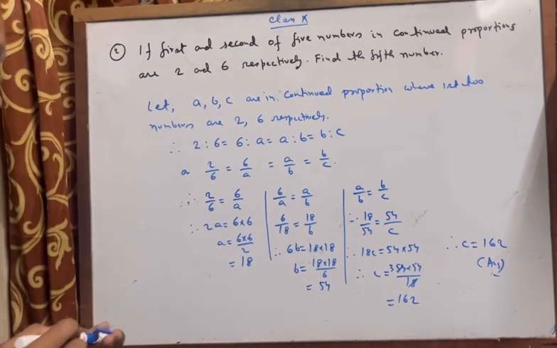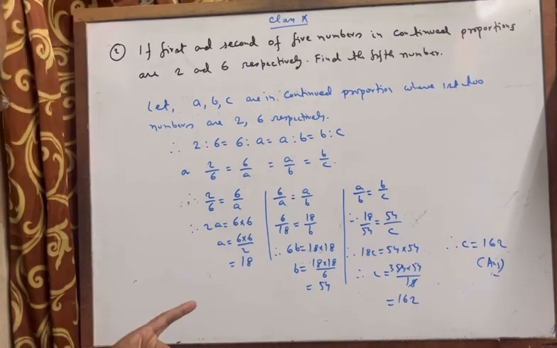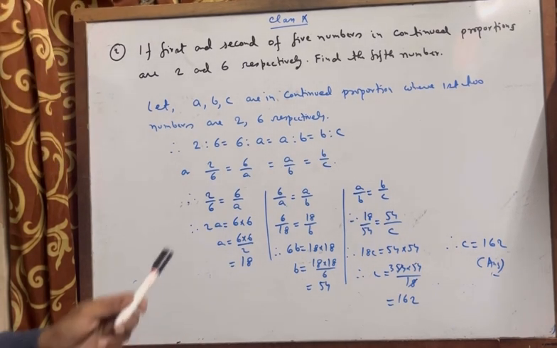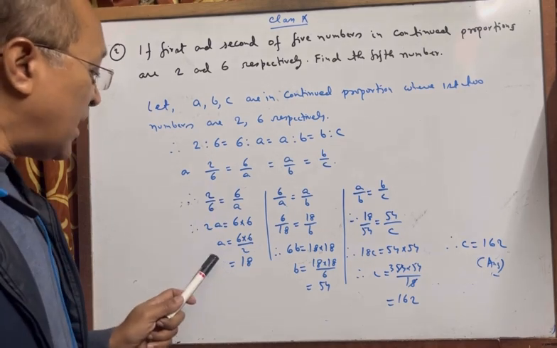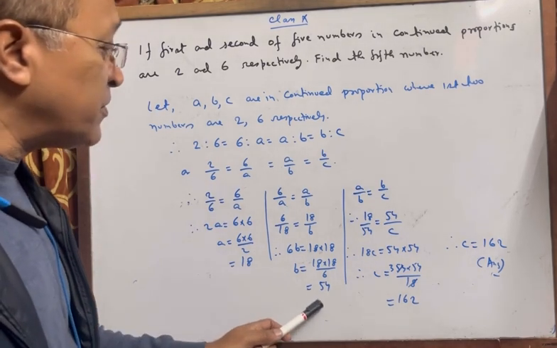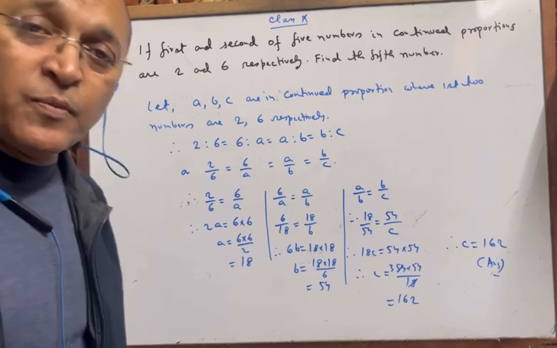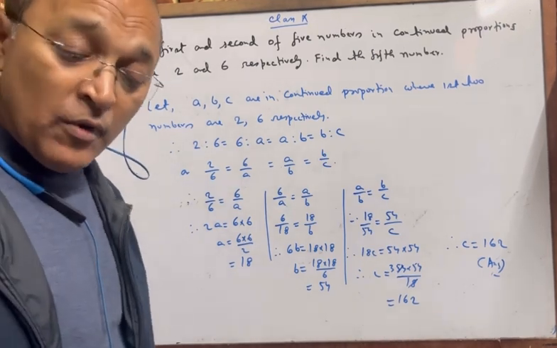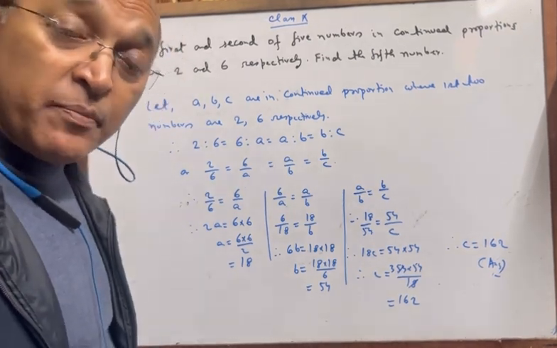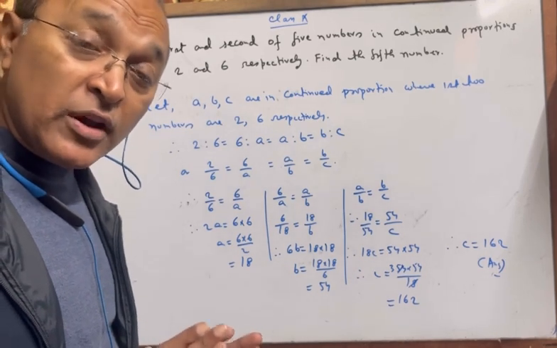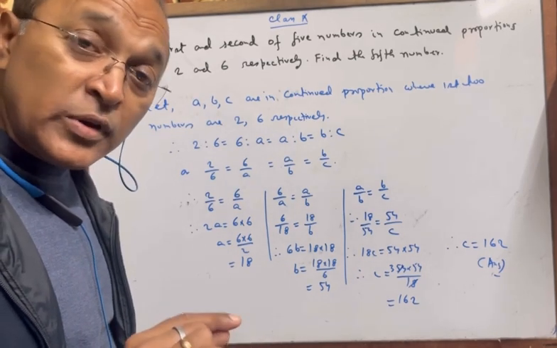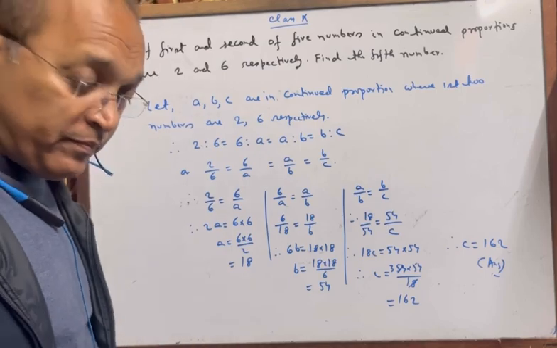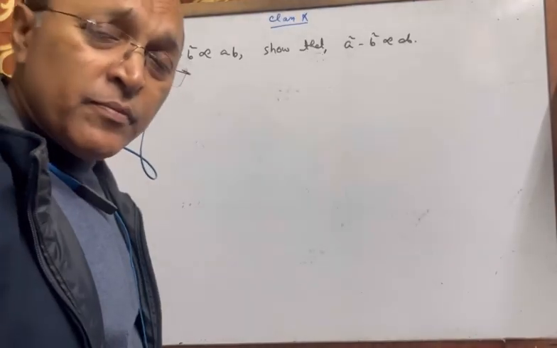Okay. So by continued proportion, step by step, we have found first A is equal to 18, then B is equal to 54, and then C is equal to 162. Hope all of you have followed this particular type. So I want everyone to do it on your own. Okay. Here is another problem from variation.